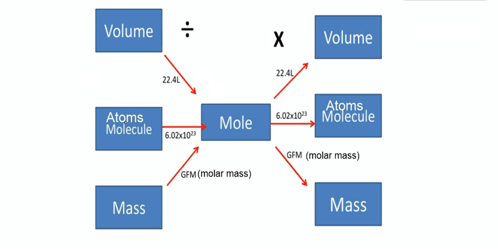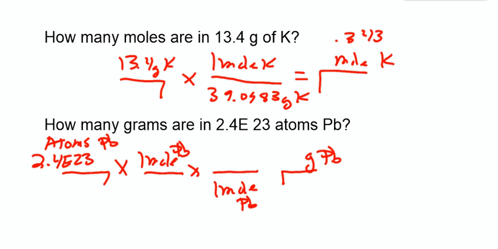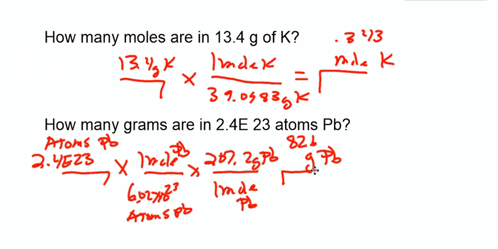So again, our first steps from here to there are always division. Our steps from here to this side are always multiplication. So let's go back. Now I know 6.02 times 10 to the 23rd is here, and that's atoms of lead. And on top here is 207.2 grams of lead. And again, that comes from the periodic table. And the answer is 82.6 grams of lead. And that's how we do it. So that's how that visual works with it.